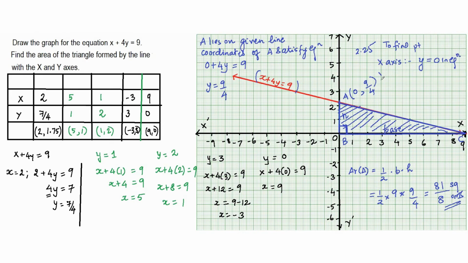Similarly, to find the point where it intersects the y-axis, you can simply substitute x equals 0 in the given equation, right? Because every point on the x-axis has y equals 0, and every point on the y-axis has its x coordinate equal to 0. So this is how I was able to solve this particular question.